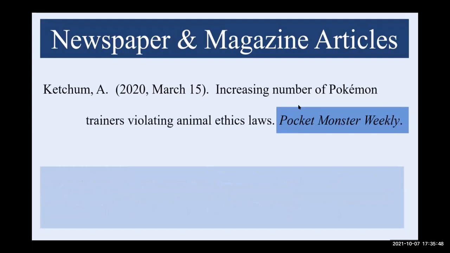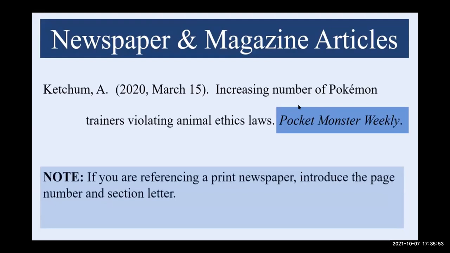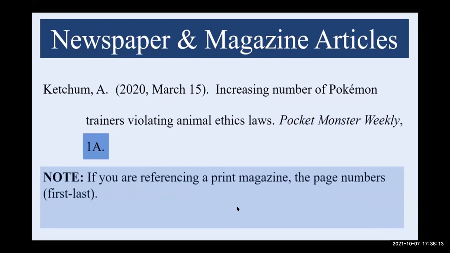The reference entries for print newspapers and magazines do differ slightly. However, their online counterparts are formatted in essentially the same way. If you have a print source, you will follow the name of the newspaper or magazine with a comma rather than a period. In the case of the newspaper, you will then introduce the section letter and page numbers, which will be closed with a period. In the case of magazines, you'll introduce the page range, which will likewise be closed out with a period.